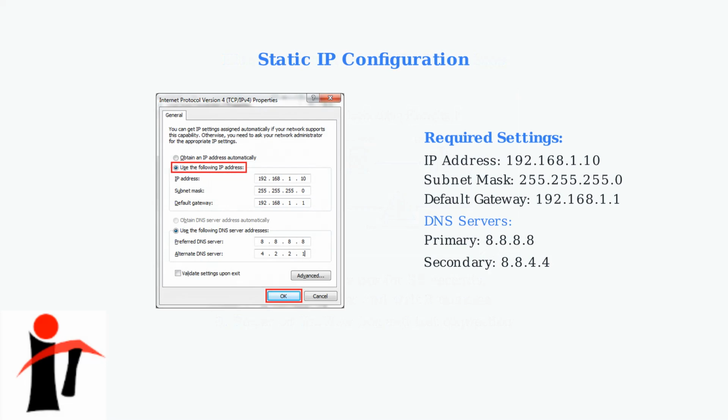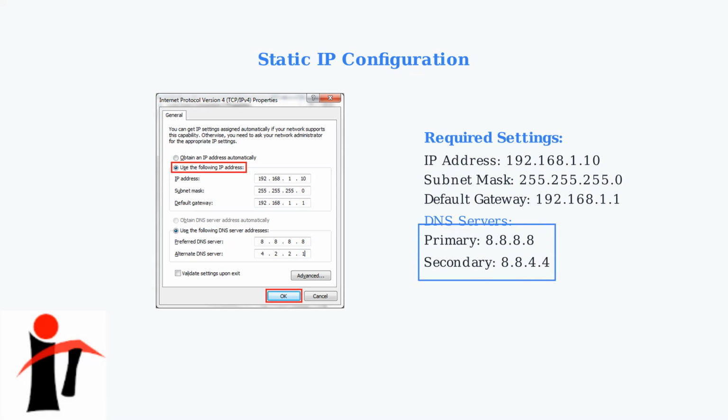In your YouView box network settings, manually enter an IP address outside your router's DHCP range, typically 192.168.1.10. Set the subnet mask to 255.255.255.0 and the gateway to your router's IP address.